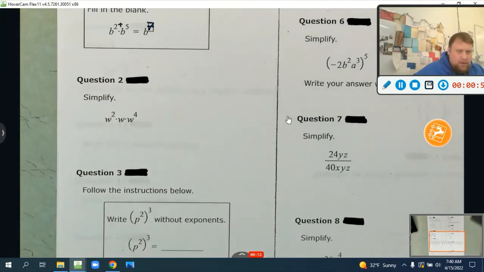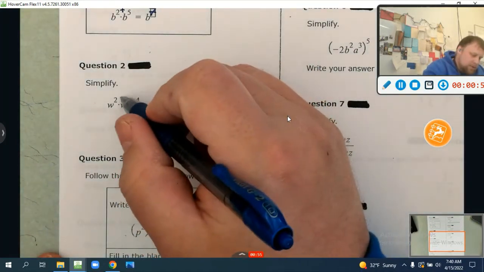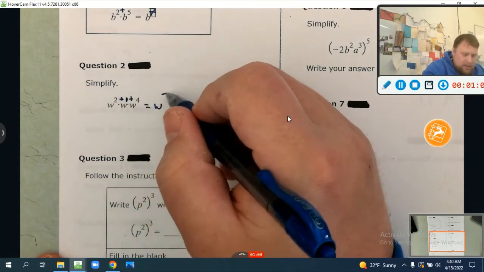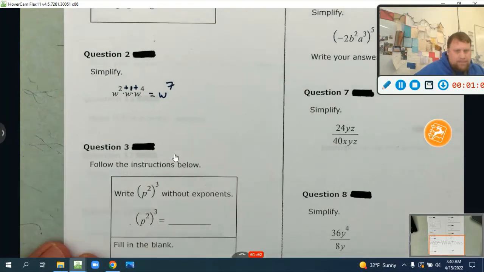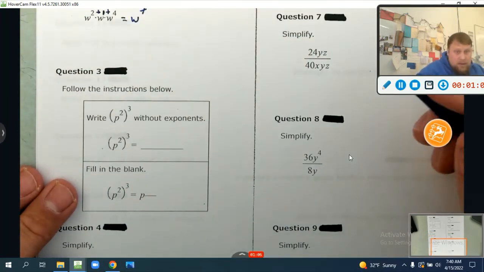Let's keep going. Question 2. If you see a w there, it's to the 1, and when we multiply, we're just adding. So 2 plus 1 is 3 plus 4 is 7. This equals w to the 7th. Quick questions, right? Now it says write p squared to the 3rd power without exponents.